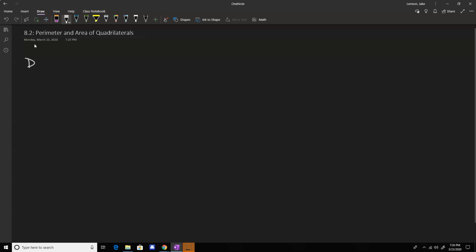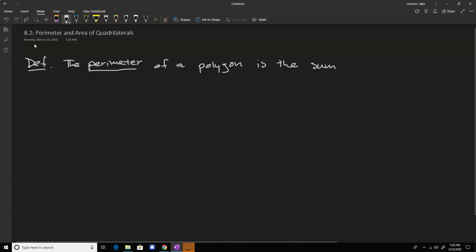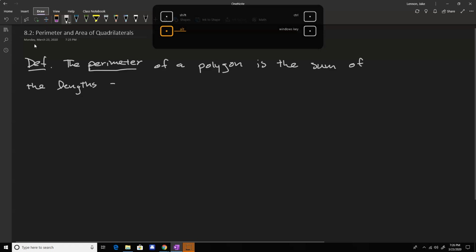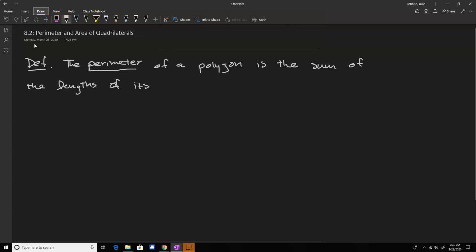So the first thing that we want to talk about is the perimeter. So the perimeter of a figure is an easy concept. So the perimeter of a polygon is the sum of the lengths of its sides. Okay, so that's pretty straightforward.